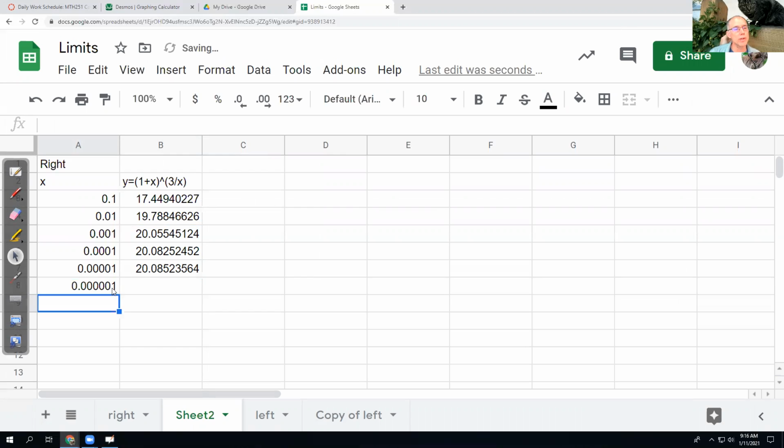All right. Yep. So on the right side, maybe I have 3. Maybe it's 20.086 to 3 decimal places. So let's look at the other side.